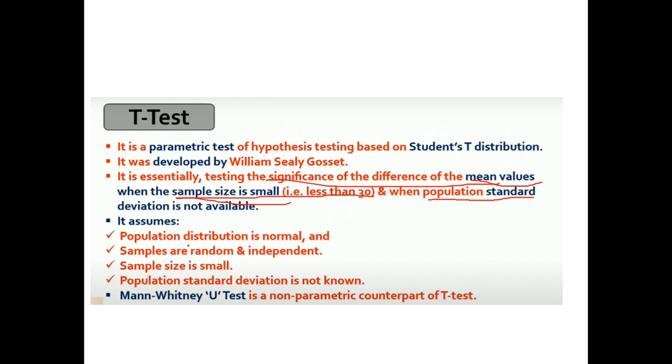Our assumptions are: the population distribution is normal, samples are random and independent, sample size is small, and the standard deviation we do not know actually. Similarly, there is a counterpart, meaning a similar test, which you will find for non-parametric, and we call this the Mann-Whitney U test. So you have to remember when to apply this test: when the sample size is less than 30 and you do not have the standard deviation of the population available with you, but you will have the standard deviation for the sample.